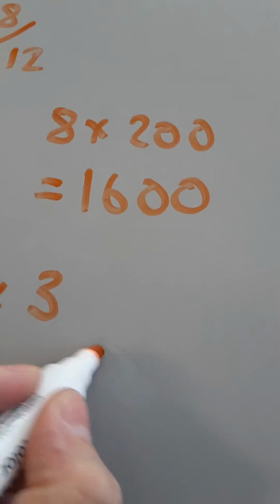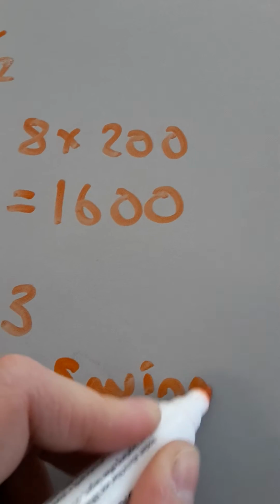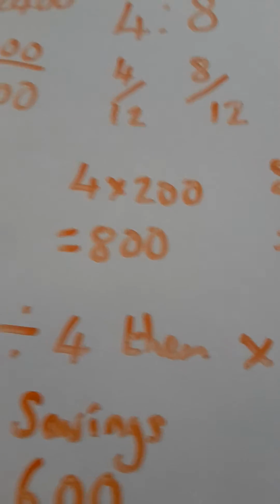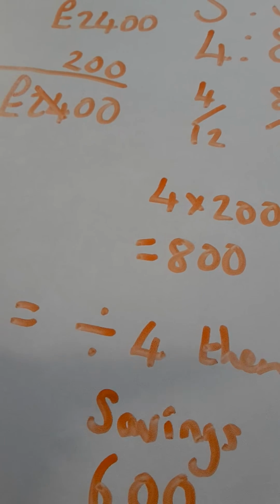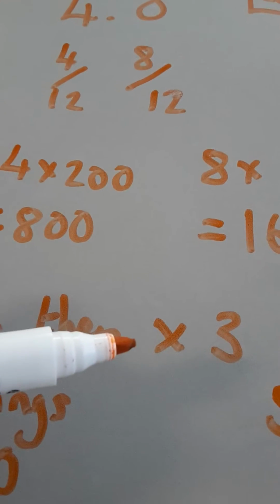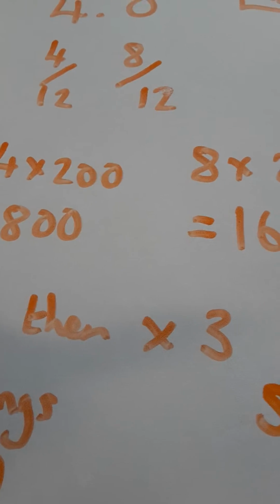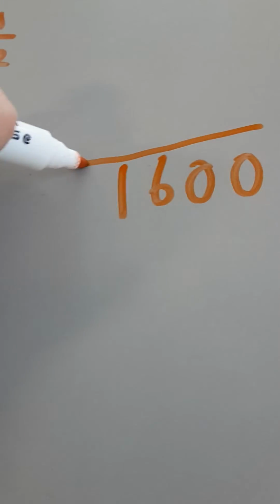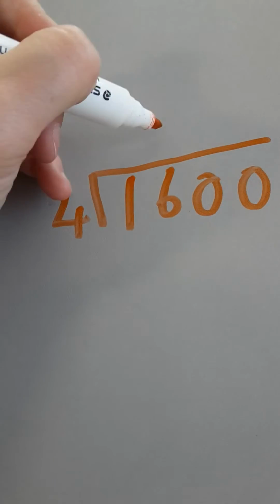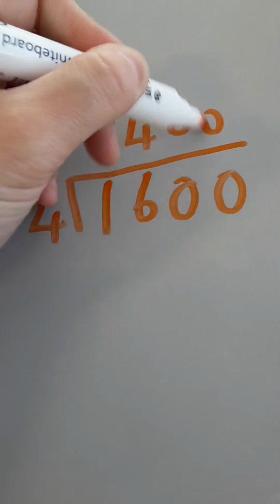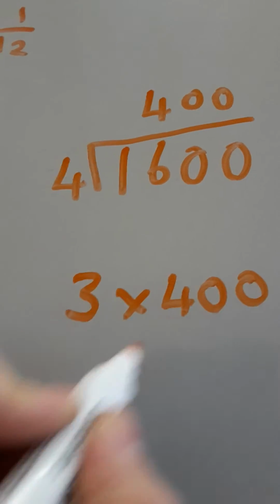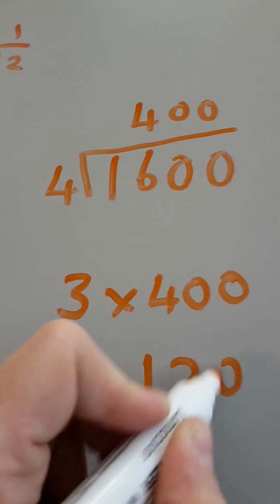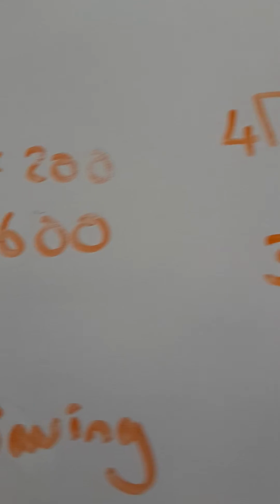Now I need to work out my savings for Jean. Again, 3/4 is the same as dividing by 4 to give you 1/4, and then timesing by 3 because you need 3 of those quarters. So 1600 divided by 4 is going to be 400, and now we need 3 lots of that. So we end up with £1,200.